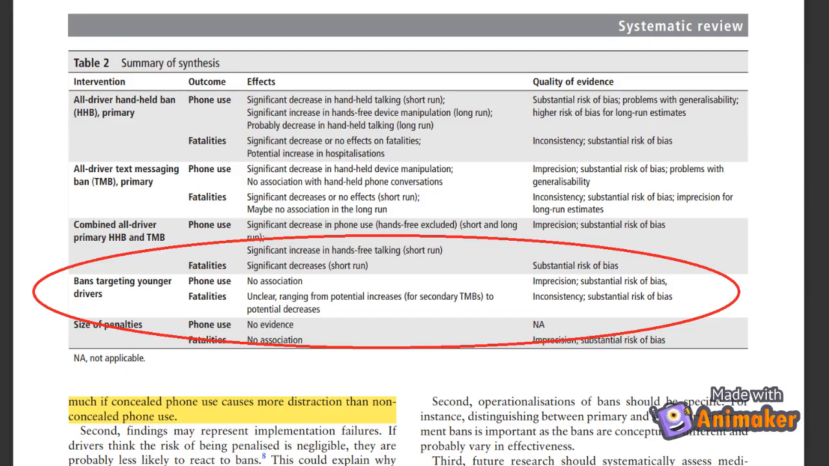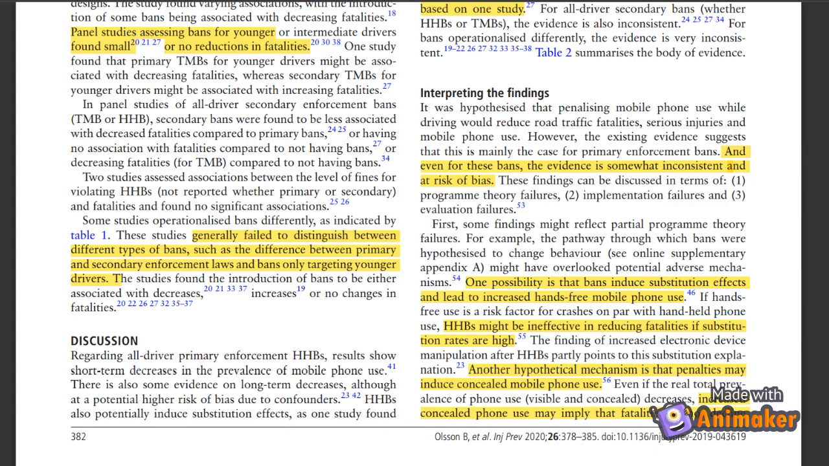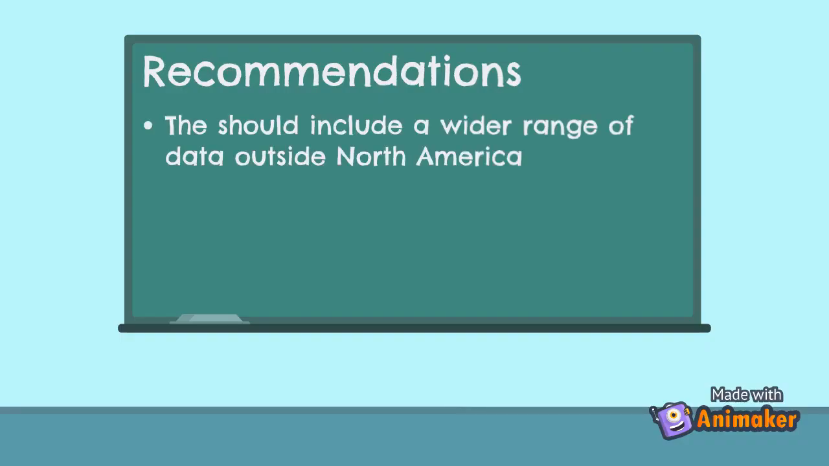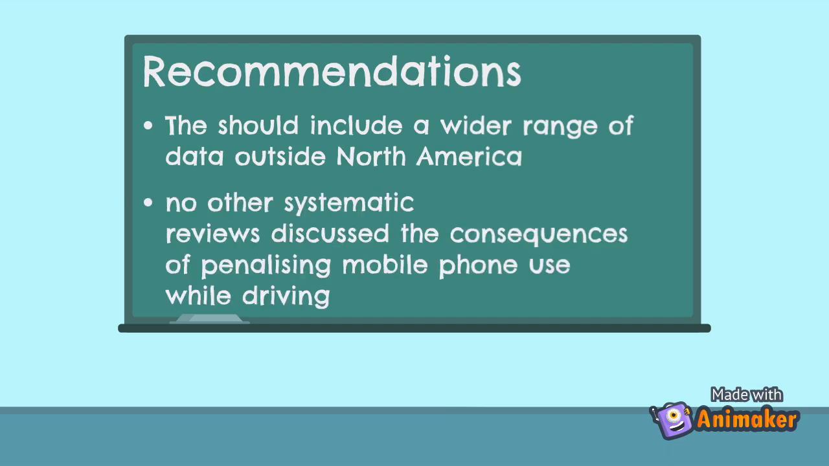There are several reasons why penalizing mobile phone use does not necessarily result in the reduction of the prevalence of road traffic fatalities and injuries, as several bans may be ineffective, such as the handheld ban for phone use, as people can find ways to substitute these risky behaviors, such as increased hands-free mobile phone use and concealed mobile phone use, which are just as much of a distraction and can result in road traffic accidents. Also, the paper suggests that future research based on this hypothesis should include a wider range of geographical data outside North America, as the research paper only focused on this location. Moreover, there are a range of studies that discuss the consequences of penalizing mobile phone use while driving, but there is no other systematic review that can validate this study.